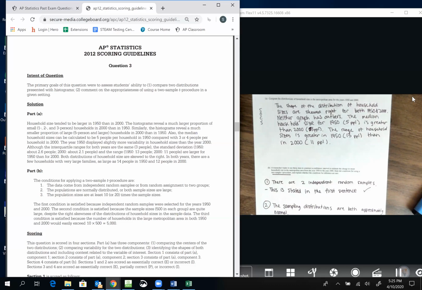So the shape of the distribution of household sizes is skewed right for both 1950 and 2000. Neither graph has outliers. The median household size for 1950, 5 people, is greater than 2000, 3 people. The range of household size is greater in 1950 than in 2000, 13 people versus 11 people.